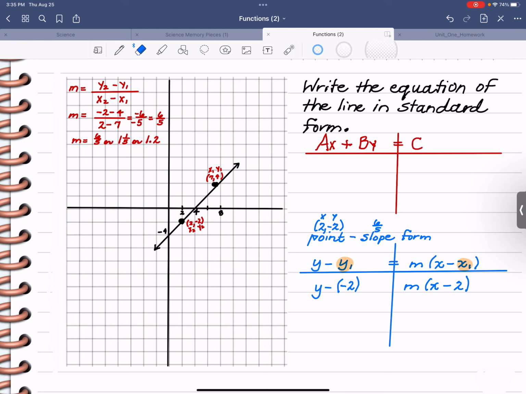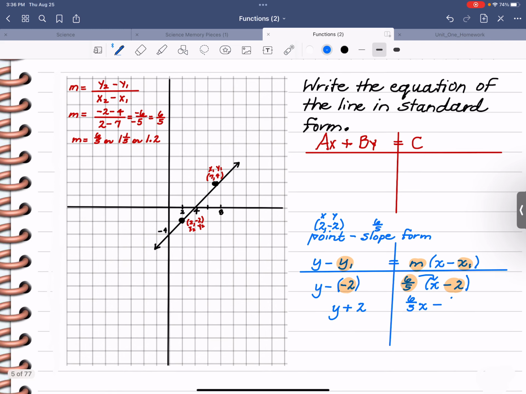And I actually should go ahead and substitute 6/5 right here too. So I've taken that point and I've taken the slope that I found and I've just plugged those in to this pattern. And then I need to simplify. So y minus -2 is the same as y plus 2. Then 6/5 times x is 6/5 x minus 6/5 times 2. And I recommend doing that on a calculator. That would give you 12/5.